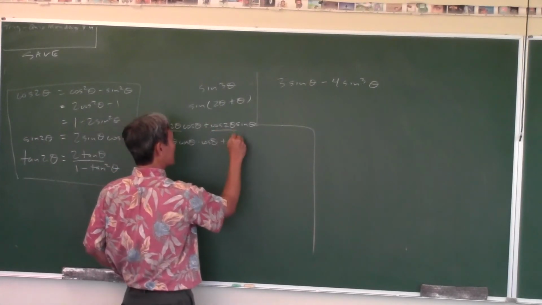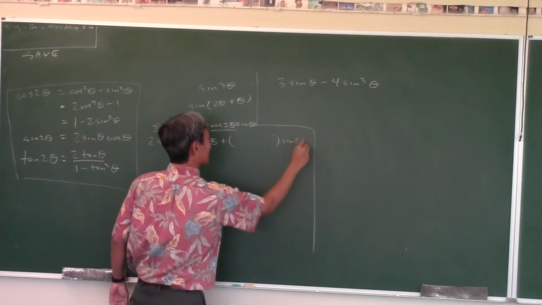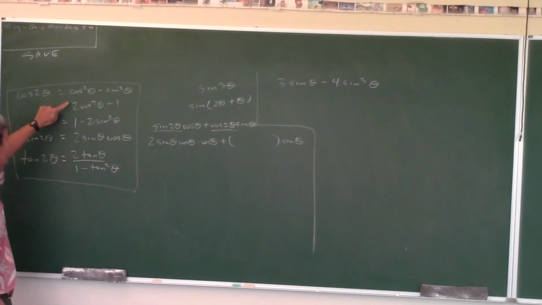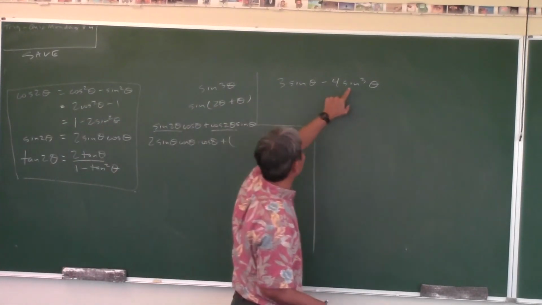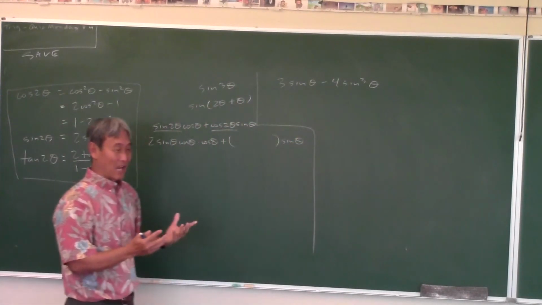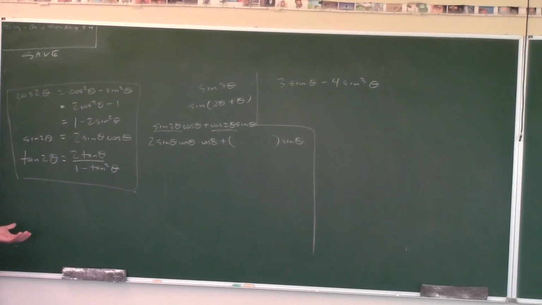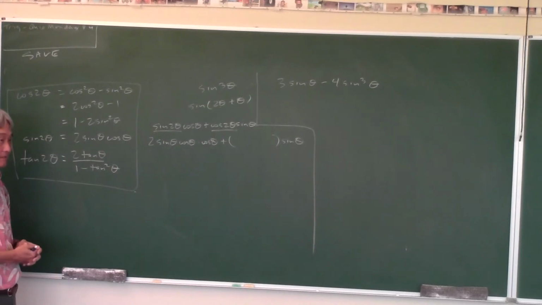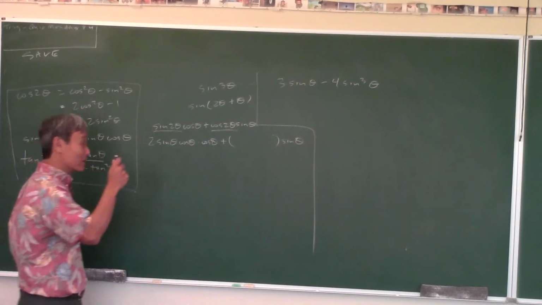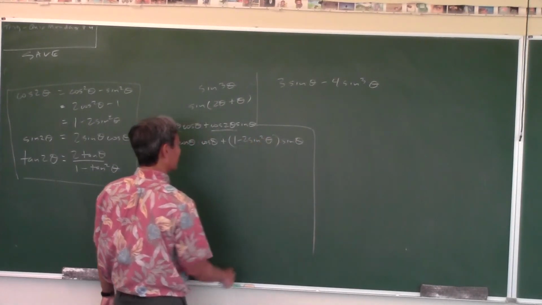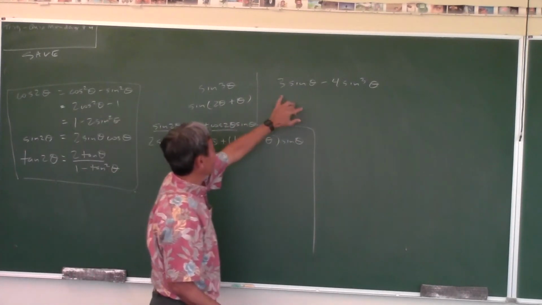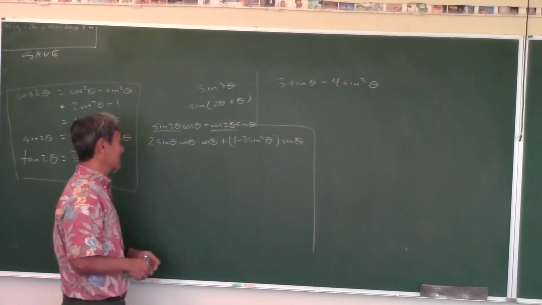Plus, now cosine 2 theta, this is where you gotta think. There's 3 different identities here. Which one am I gonna pick? Well, if you look at the right side of the equation, it only has sines in it. So, which of these 3 has only sines? That one. So that's the one you want to use. 1 minus 2 sine squared theta. If you're going to make the left side the same as the right, and there's only sines, you got to make all sines.